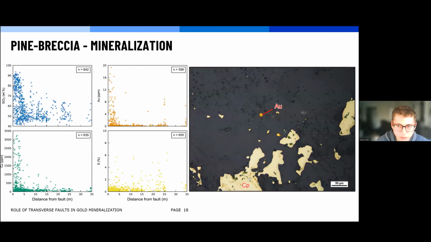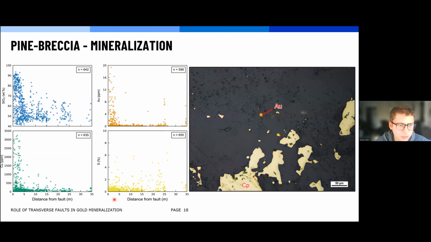As we will see here, we have 4 figures that show silica, gold, copper, and sulfur plotted against the distance from the fault. And these are a bunch of samples that were collected as part of Alamos's channel sampling program across the entire outcrop. We can see clearly that gold, silica, and copper all tend to be enriched within 2 to 3 meters from the fault, and this corresponds with the main vein and silica halo.